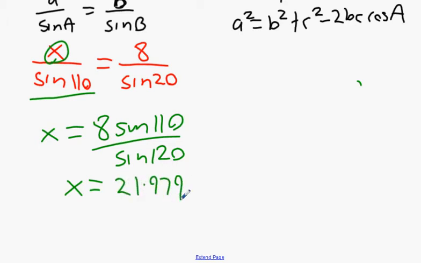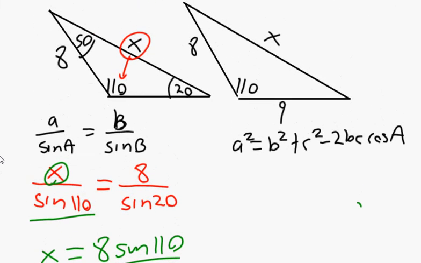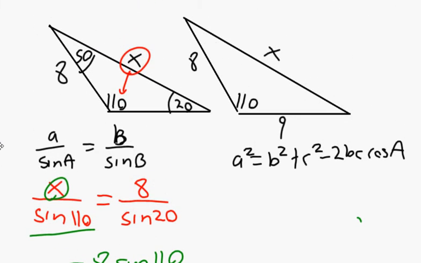21.979. Okay. Now that leads me on to scenario 2. Scenario 2 would be, in a case like this, we only have two sides and one angle. And the angle is sandwiched in between the two sides. Is that okay, guys? Angle is in between the two sides. This is a clear indication you're using the cosine rule.